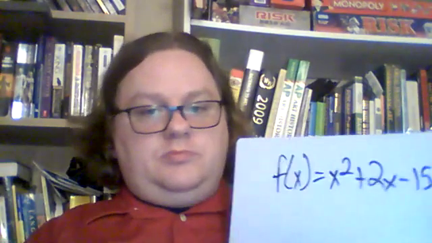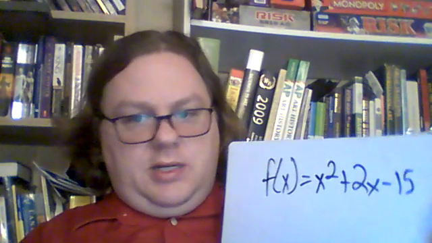I'll just move right on. No need to pause. Write this function: f of x equals x squared plus 2x minus 15. All right, write this in factored form.